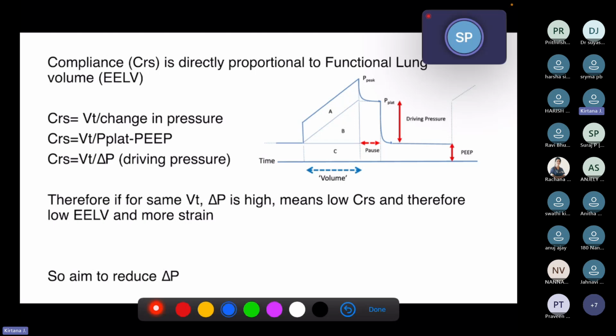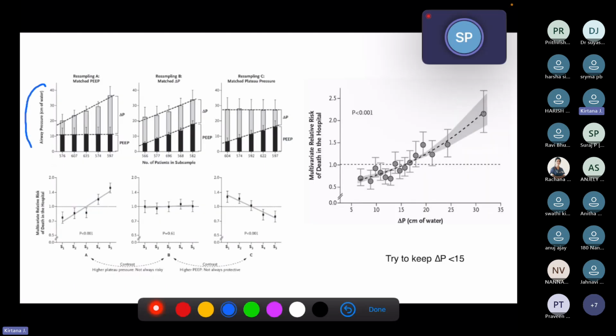So this was again a retrospective post hoc analysis of the ARDSNet trial. This was very interesting. Over here, they have plotted the airway pressure segregated into quantiles, and they have looked at the mortality. In the first graph, in all the different patients, the PEEP value is the same, but the driving pressure increases. And as we can see in the bottom graph, as the driving pressure increases, the mortality also increases.